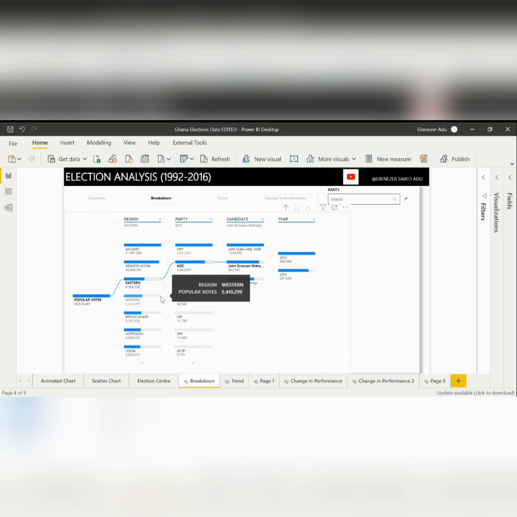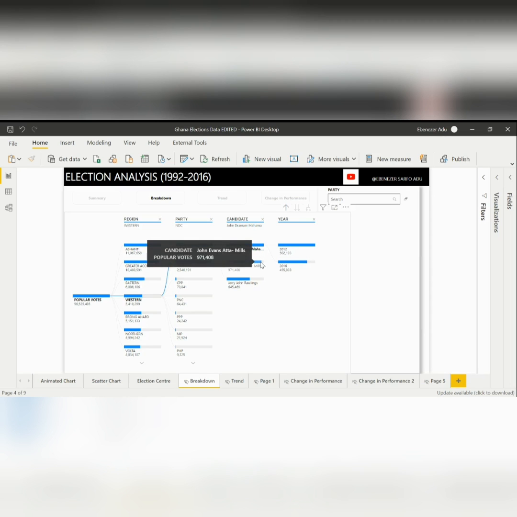Let's see Western, and maybe Volta will be the last one. So let's start. In Western, NDC tops the vote. That's more like the Greater Accra votes for the past 7 elections. President John Dramani Mahama leads, unlike Ashanti, where President John Evans Atta Mills led for the NDC the most times. In 2012, 2016, his vote goes down from 582 to 455.